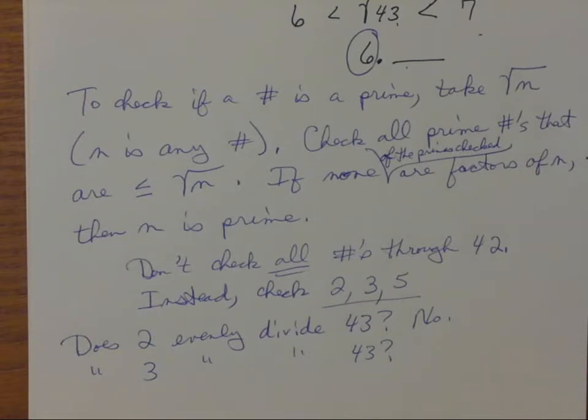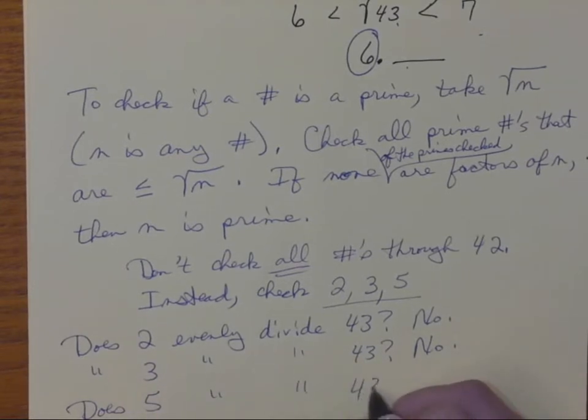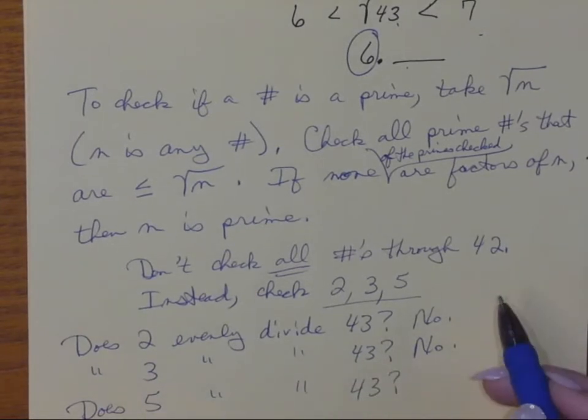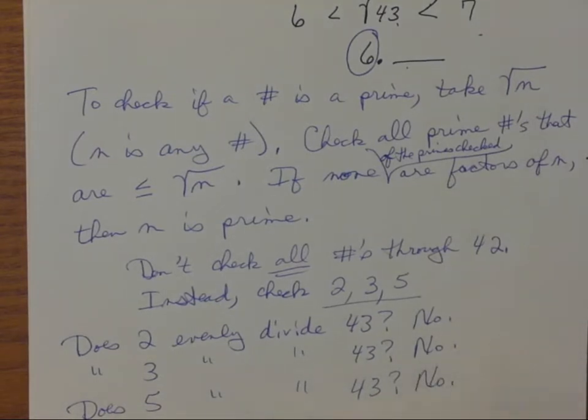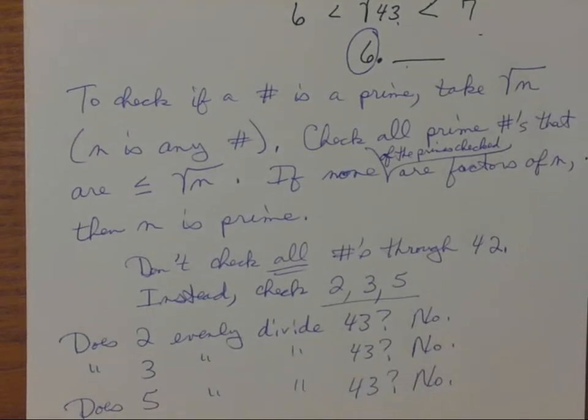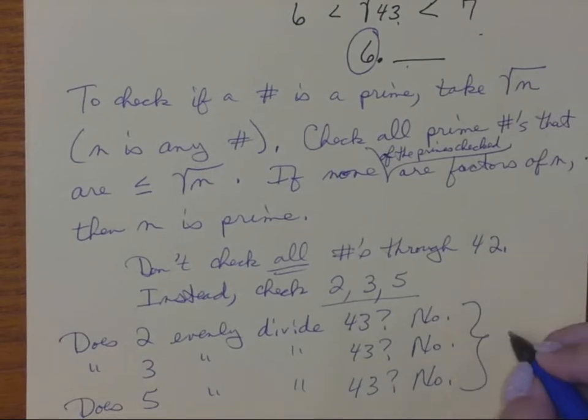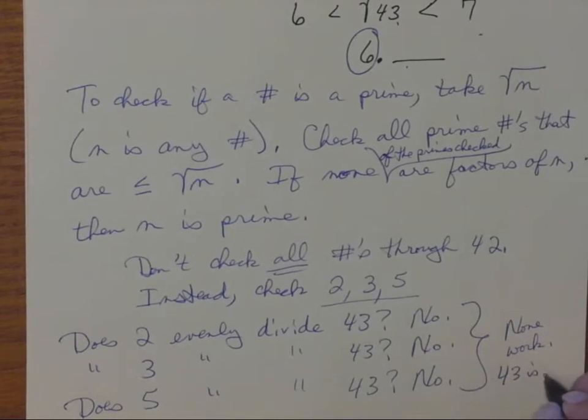Oh, sorry, this silly computer's trying to lock up on me. Okay, so 3 does not go into 7 evenly, so 43 is not divisible by 3 either, so that's a no. Okay, and then last but not least, does 5 evenly divide 43? And again, 43 does not end in a 5 or a 0, so that's a no also. So none of these work, and so therefore 43 is prime.